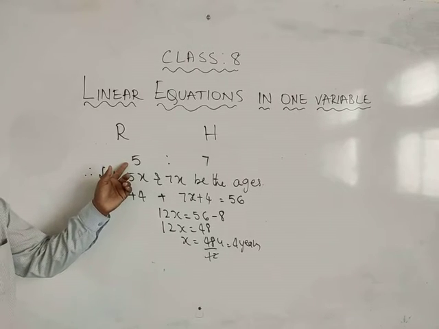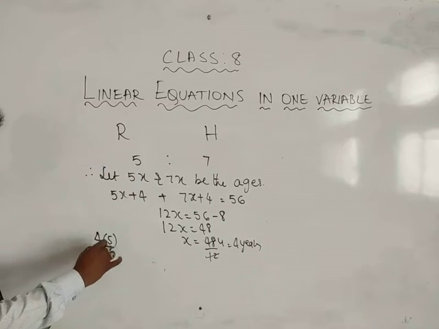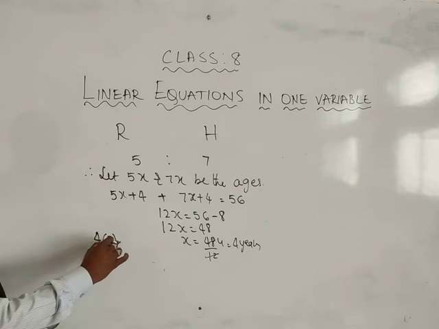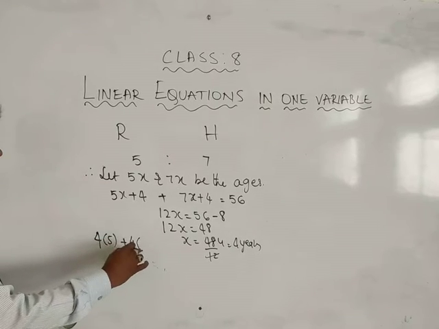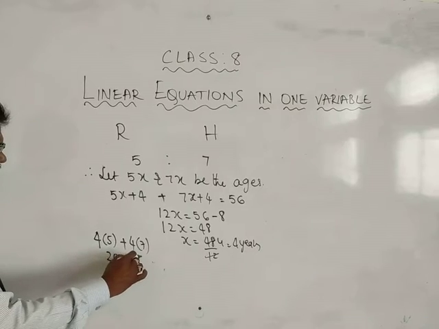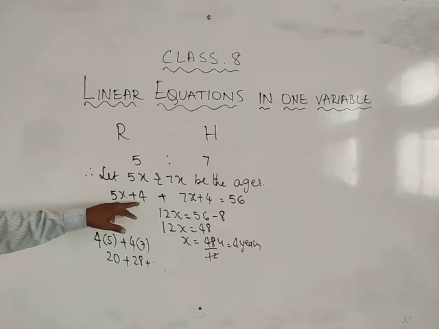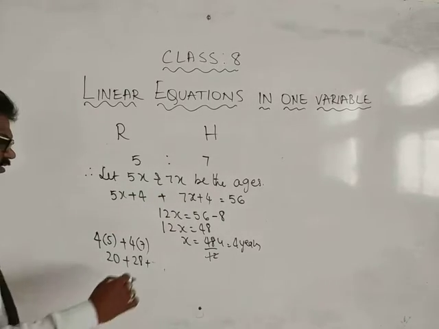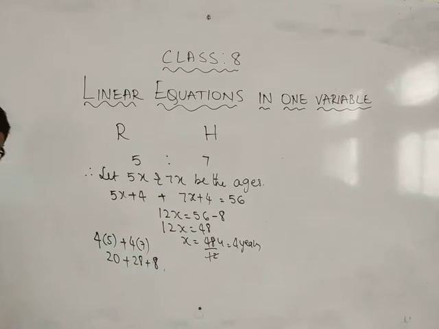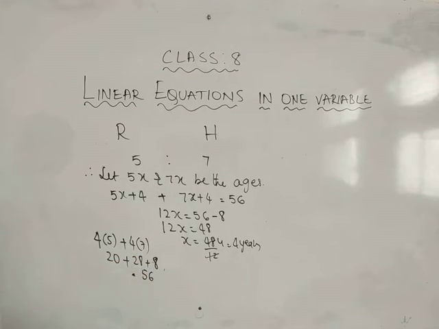You can verify. How? 4 into 5 plus 4 into 7. 4 fives are 20 plus 4 sevens are 28. Here also, after 4 years later, plus 4 plus 4. 4 plus 4 how much? 8. Now you can verify: 20 plus 8 is 28, 28 plus 28 is 56. You see the answer.